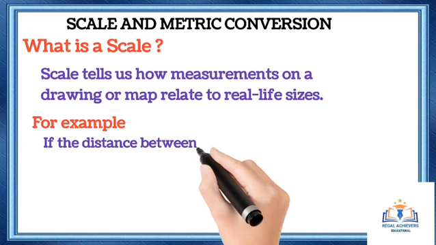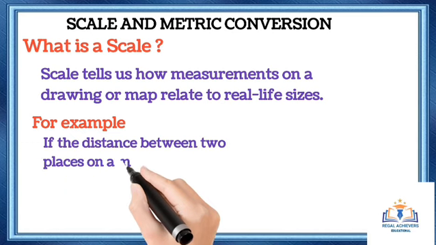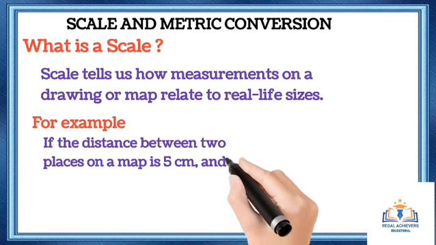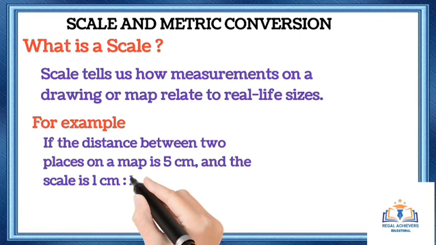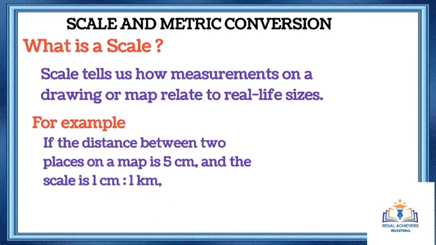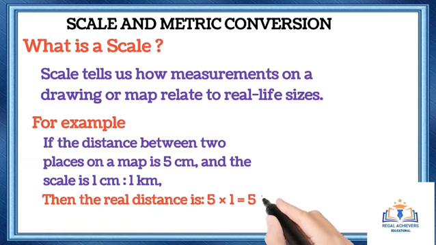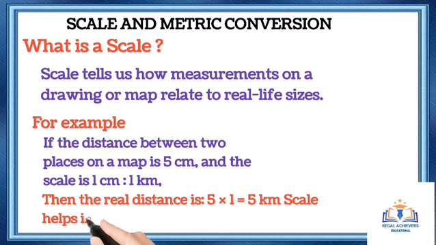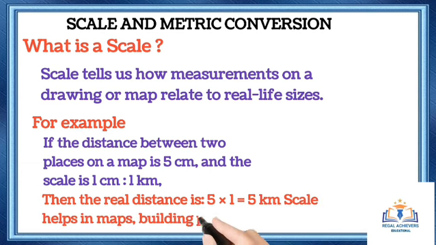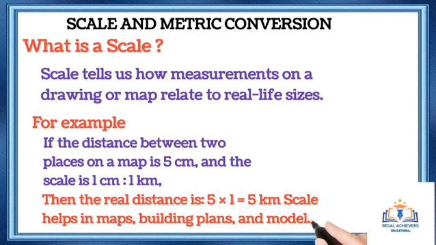For example, if the distance between two places on a map is 5 cm and the scale is 1 cm to 1 kilometer, then the real distance is 5 times 1, which is 5 kilometers. Scale helps us in map building and modeling.